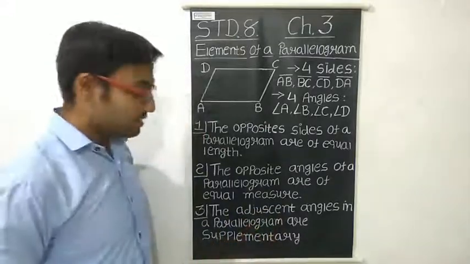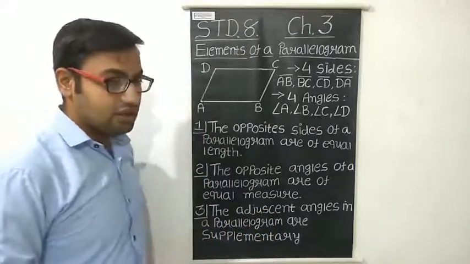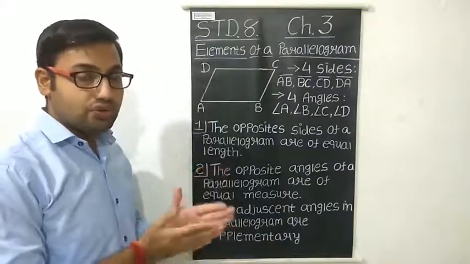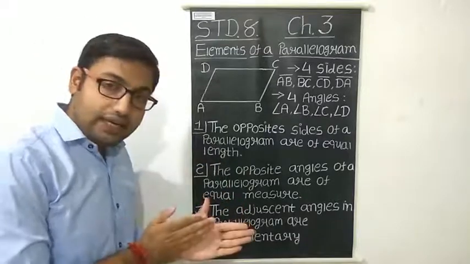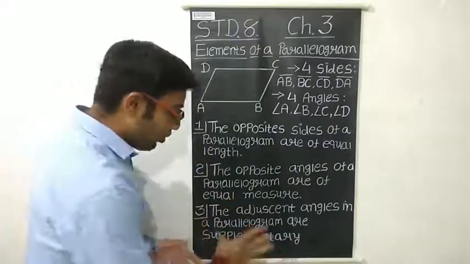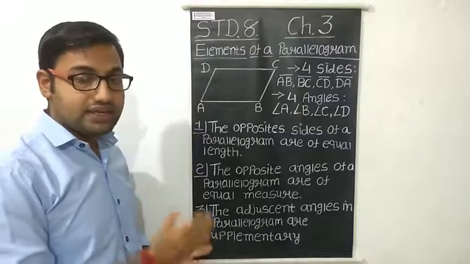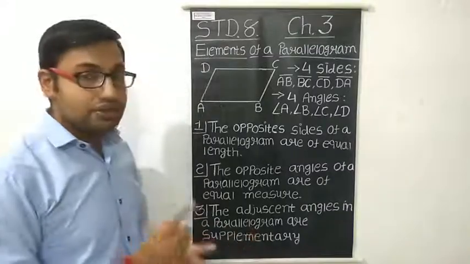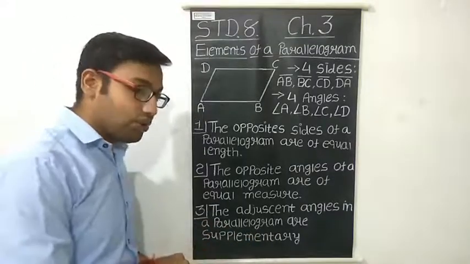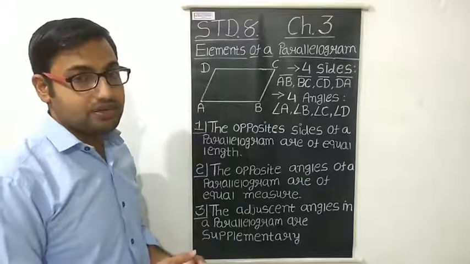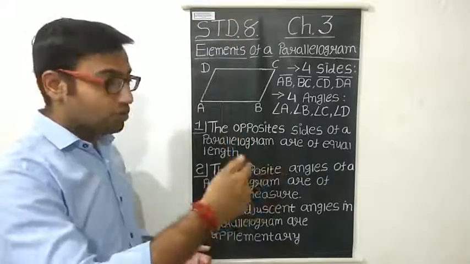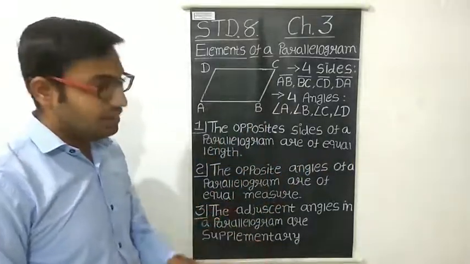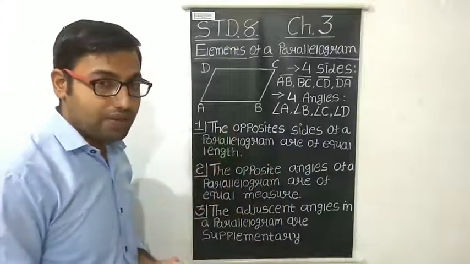And what is the meaning of supplementary? Supplementary is related to angles. If the sum of the measures of two angles is equal to 180 degrees, then those two angles are called supplementary angles, or we can say it is a pair of supplementary angles. The sum of both angles must be exactly 180 degrees. Remember, in a linear pair also we write that the angle sum of both angles is equal to 180 degrees, and those two angles are also called supplementary angles.